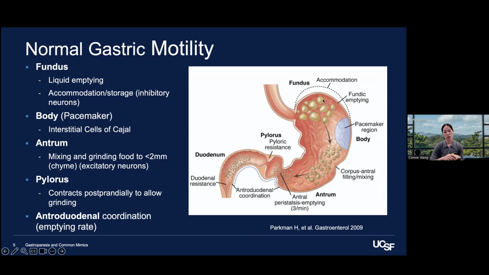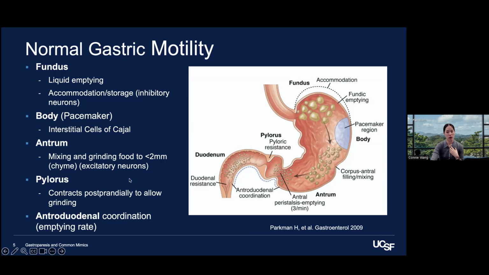The fundus really serves as a reservoir for the stomach. It's also considered to help regulate liquid emptying and plays a role during the meal to accommodate and relax, so it allows the meal to sit in the stomach. We think this is mediated by inhibitory neurons in the enteric nervous system. And when there's a defect in accommodation, oftentimes this can lead to the symptoms of early satiety.